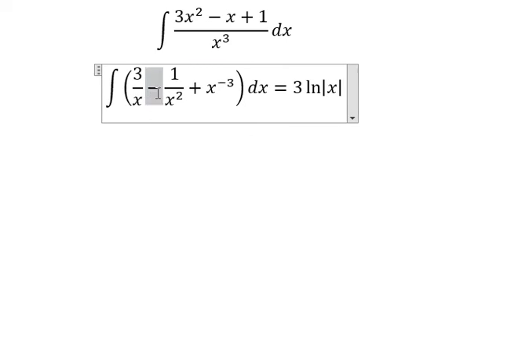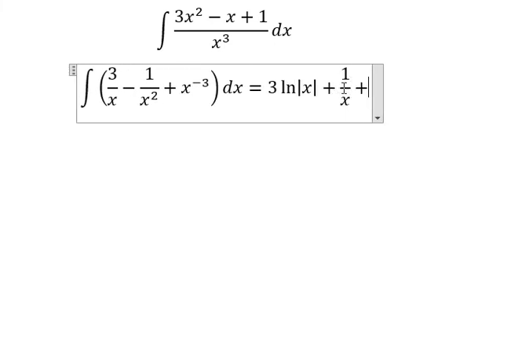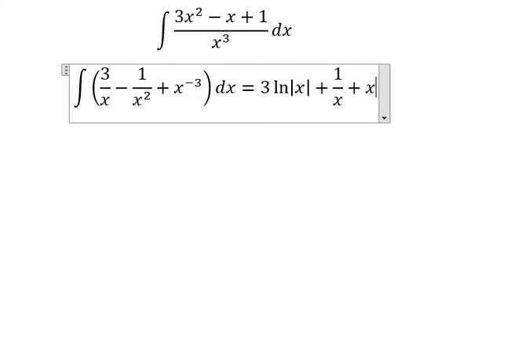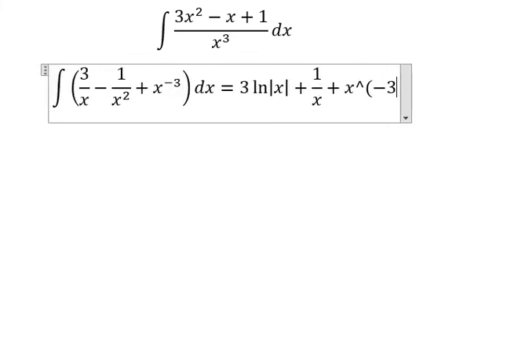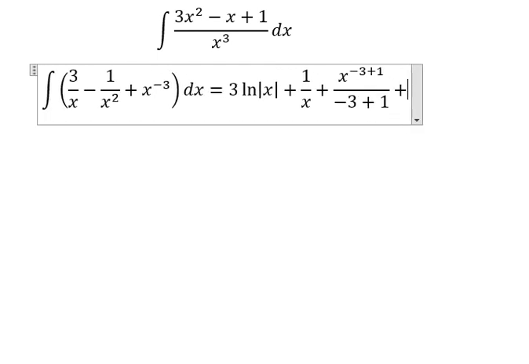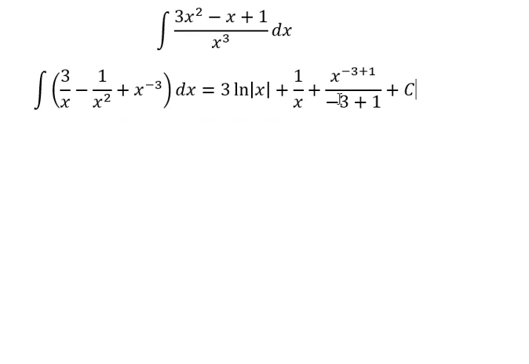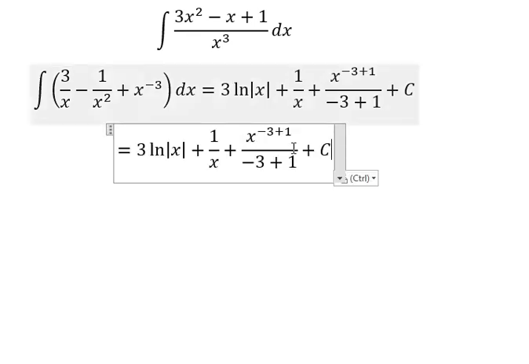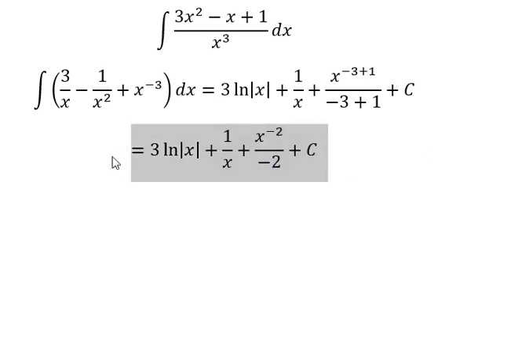The integration of negative 1 over s squared, we have positive 1 over s. The integration of this one, we have s to the power of negative 3 plus 1, over negative 3 plus 1, and we put c. So this one is negative 2, and this is the final answer. This is the end.